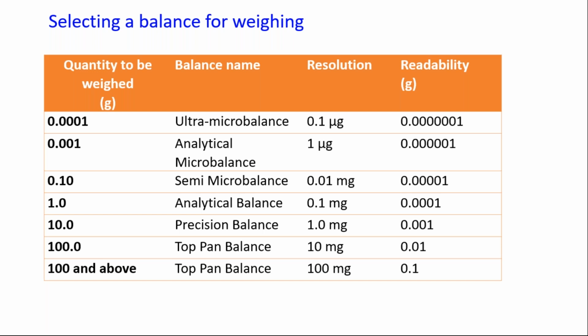So we will not expect you, when you are asked to weigh 100 grams, to go and use a precision balance. And when we ask you to weigh 50 milligrams, we do not expect that you will go and weigh in the top pan balance. You will have to weigh in an analytical balance or in a semi-micro balance.